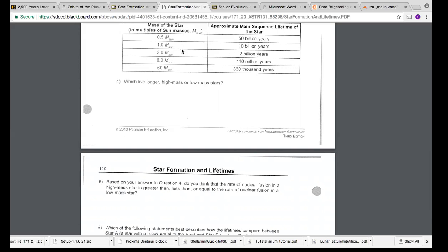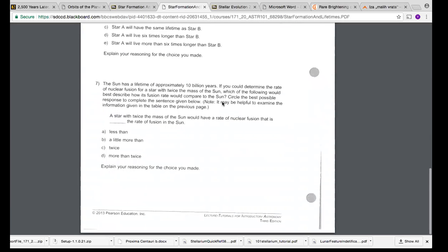Or if you reverse it, then that means that this star over here, 2 solar masses, fuses 10 times faster than the sun, right? Does that make sense? Yes. Okay. Thank you. You're very welcome.